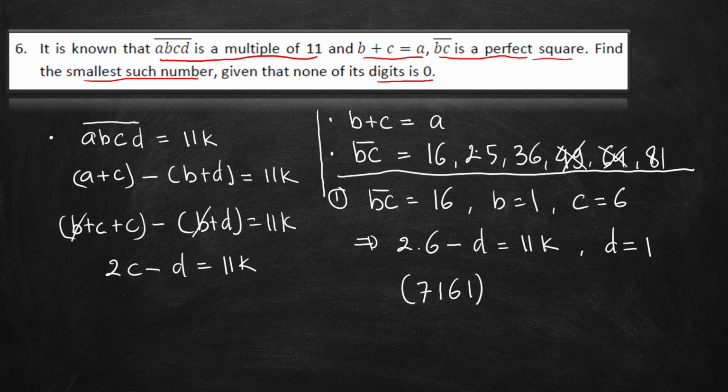Let's say we want to check the second one, 25. If this one is correct, then the number would be 7, 2, 5, and something, right? It's already bigger than 7,161, so we don't have to check this one. Same thing with this one, we don't have to check it, and the last one as well. So we are already sure that the answer must be 7,161 as the smallest number.